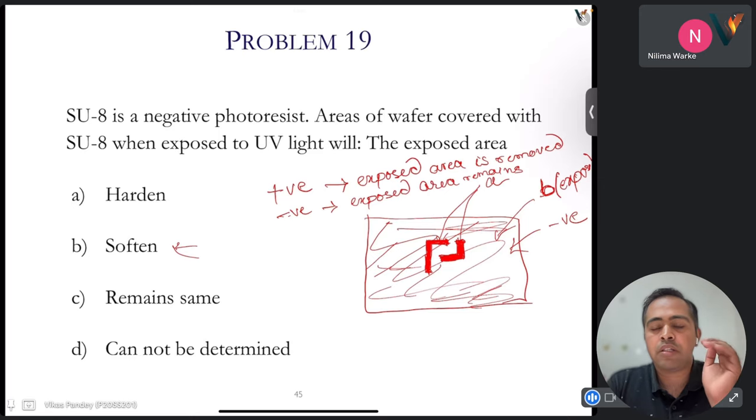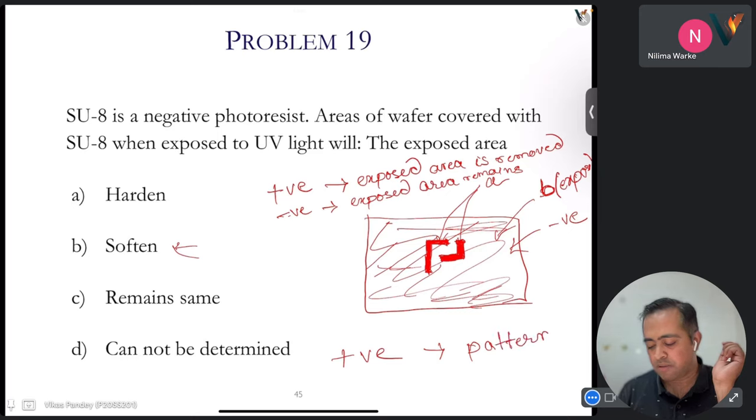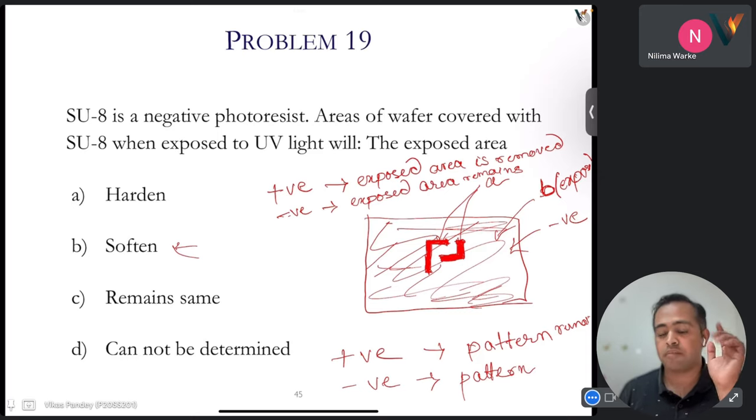Or even easier: in positive photoresist, the pattern remains. Whatever pattern you have made, that remains. So what is the pattern here? A or B? A is the pattern. And in case of positive, the pattern remains. In case of negative, the pattern gets removed.